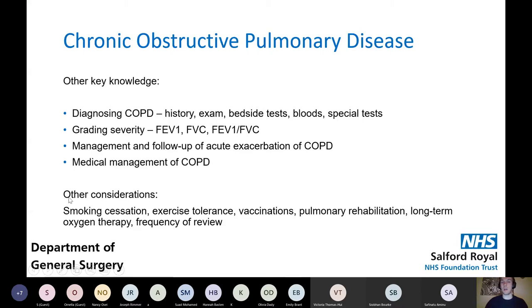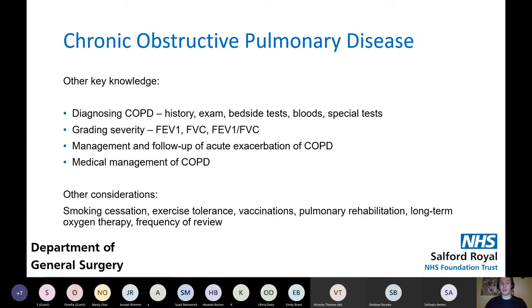You'll often see SBAs saying, what's the best initial treatment for COPD, and it'll give you a bunch of inhalers. If it mentions smoking cessation, you know that's going to be the best thing, because it stops the problem. People can recover lung function by stopping smoking. Inhalers are not treating the root cause of the problem. So getting people to stop smoking is key to advise people about.